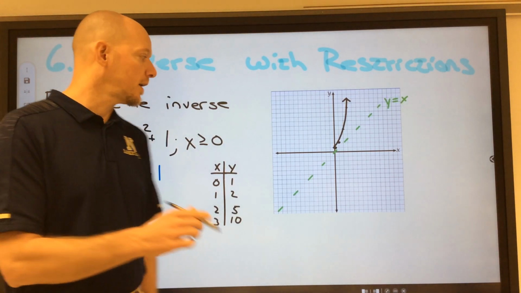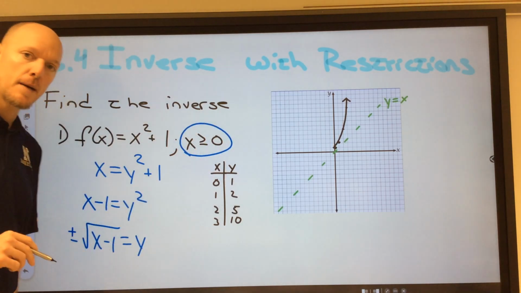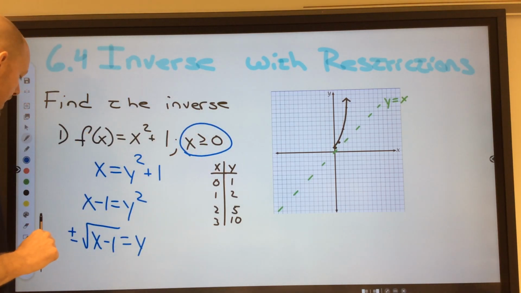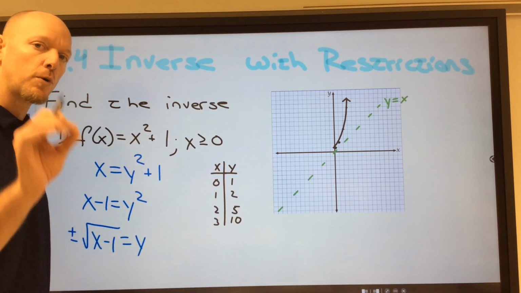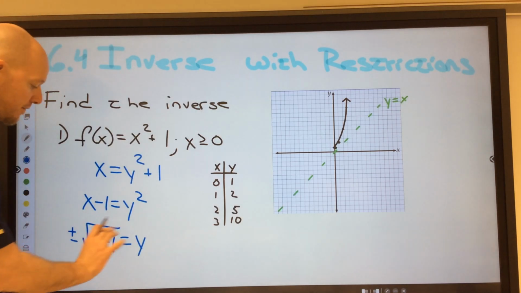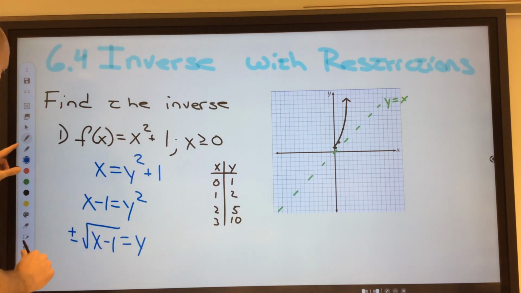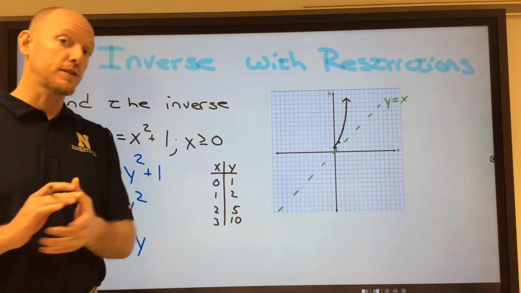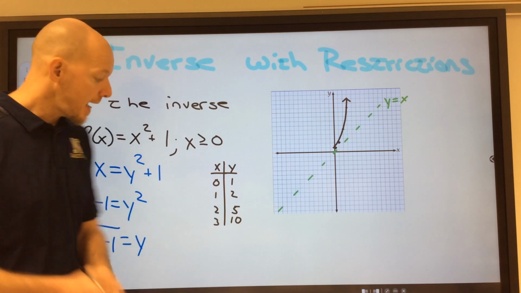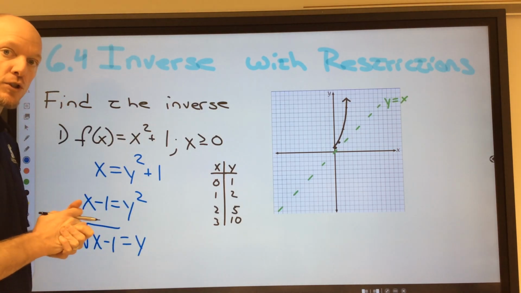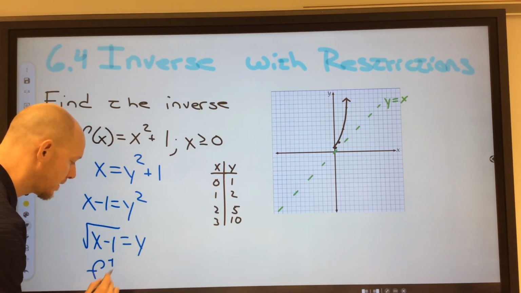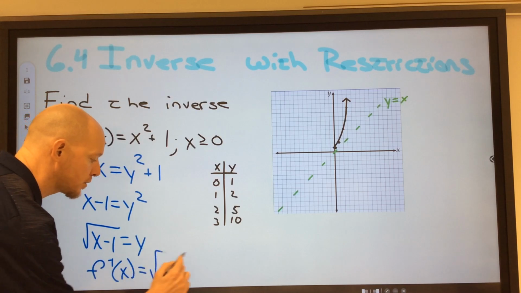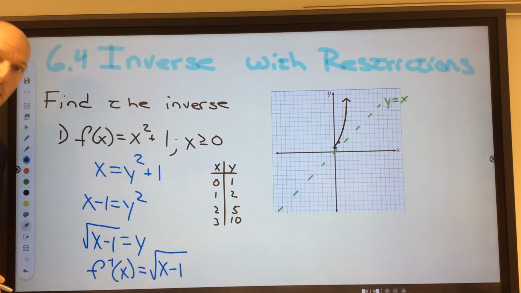But here's where our restriction comes into play. What this is telling us is we don't necessarily incorporate the plus or minus. This is telling us just to incorporate the positive version of our statement down here. So I actually do not need to put the plus or minus. We're just going to use the positive version of this. And here's what we have. We have y equals the square root of x minus 1. Or in other words, the inverse is equal to the square root of x minus 1.